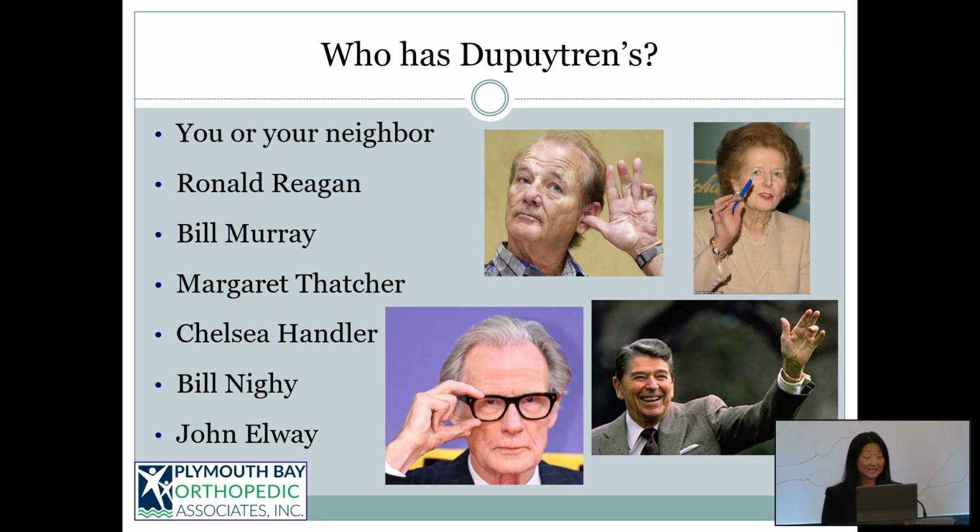Other famous people are listed here. Ronald Reagan, interestingly, had Dupuytren's, and he had surgery for it when he was president. Bill Nighy is an English actor. He's in kind of the bottom right or your left-hand side. So he has pretty significant Dupuytren's that he doesn't have treated. So you can see it in his fingers in that picture there. John Elway, former quarterback for the Denver Broncos, also had Dupuytren's and is now a spokesman for one of the treatments for Dupuytren's.